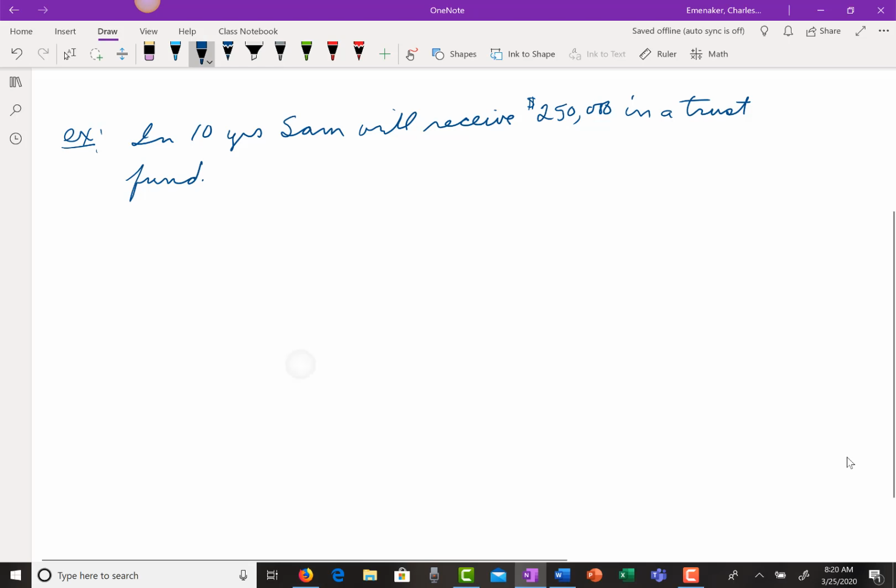If this fund pays, let's say 3.25%, compounded continuously, what is the present value?